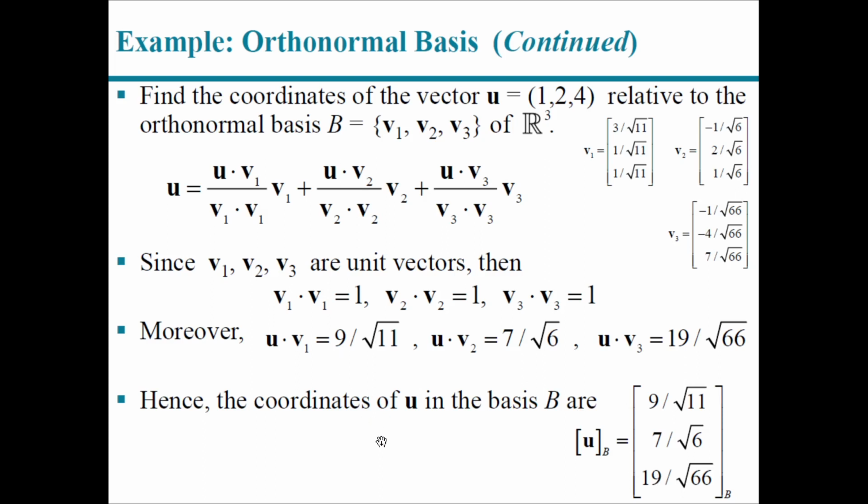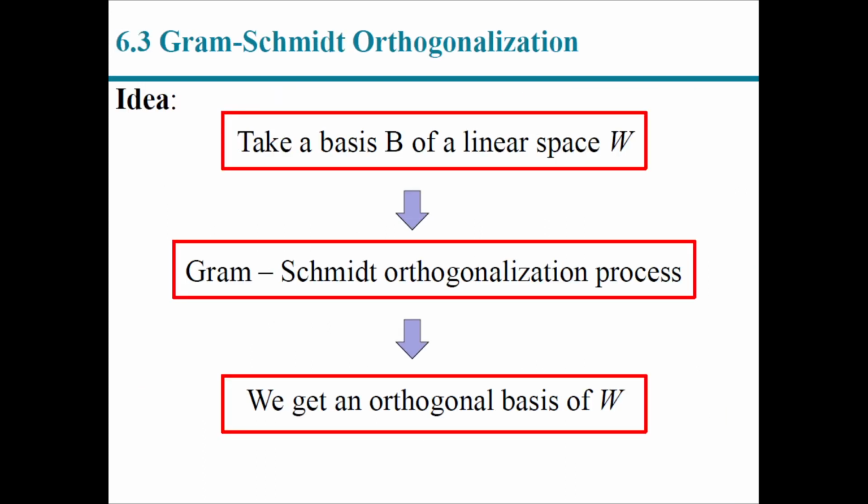Very simple. So now the big question is, how do I get an orthonormal or orthogonal basis? Well, that's why we need the Gram-Schmidt orthogonalization process. So we take a basis for a linear space and we apply this Gram-Schmidt orthogonalization process. We will see what it is. It's not complicated at all.